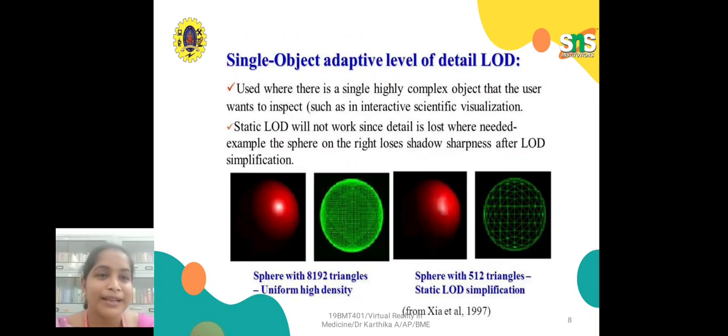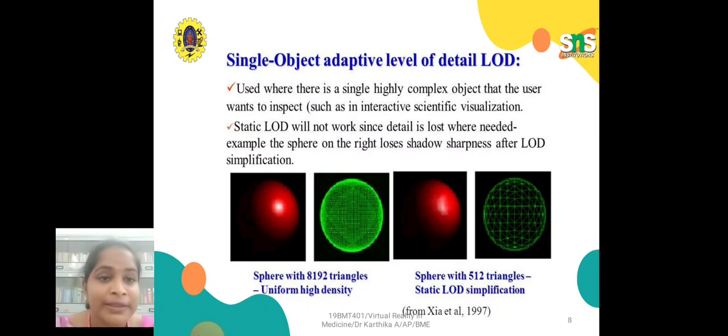Okay, single object adaptive level of detail, LOD, is used where there is a single highly complex object that the user wants to inspect, such as an interactive scientific visualization. A static LOD will not work since detail is lost where needed. Example: the sphere on the right loses shadow and sharpness after LOD simplification.